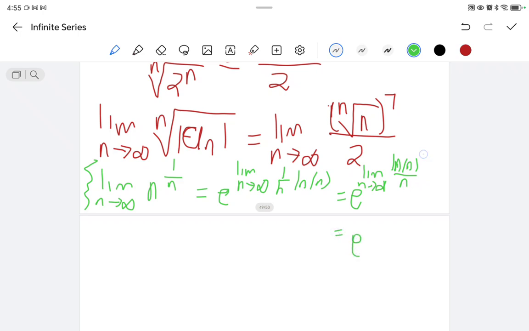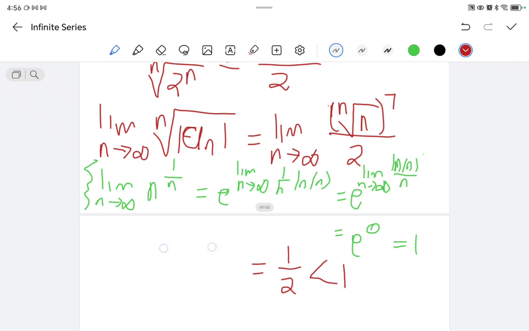If I plug any bigger number into ln n, let's say I plug 500, I'll get a smaller number, and with 5,000 it will always be a smaller number. So the denominator will always be bigger than the numerator, so this would be 0, and e to the 0 is 1. Every time I come across this situation, just say it is equal to 1. So this would be 1 over 2, and this 1 over 2 is less than 1.